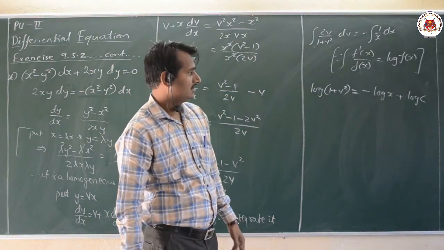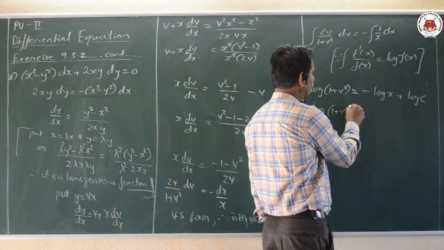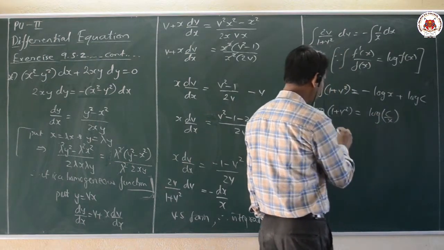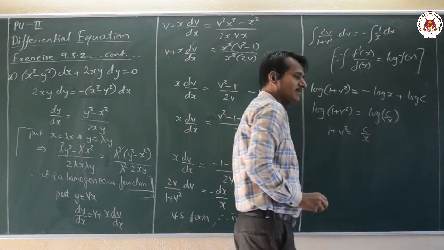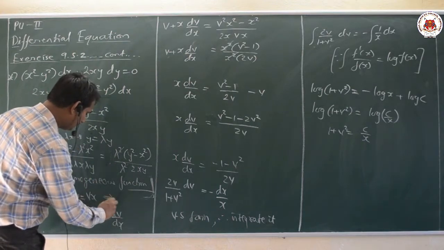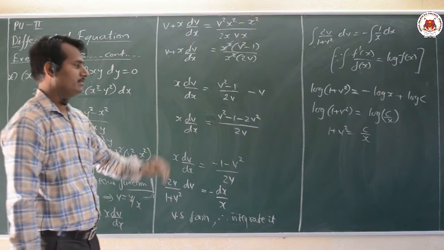Now at last, we will make use of properties of logarithm. Log of 1 plus v square equals log of c by x. That is nothing but 1 plus v square equals c by x. Now what do you mean by v here? v is equal to y by x, that I am going to substitute there.